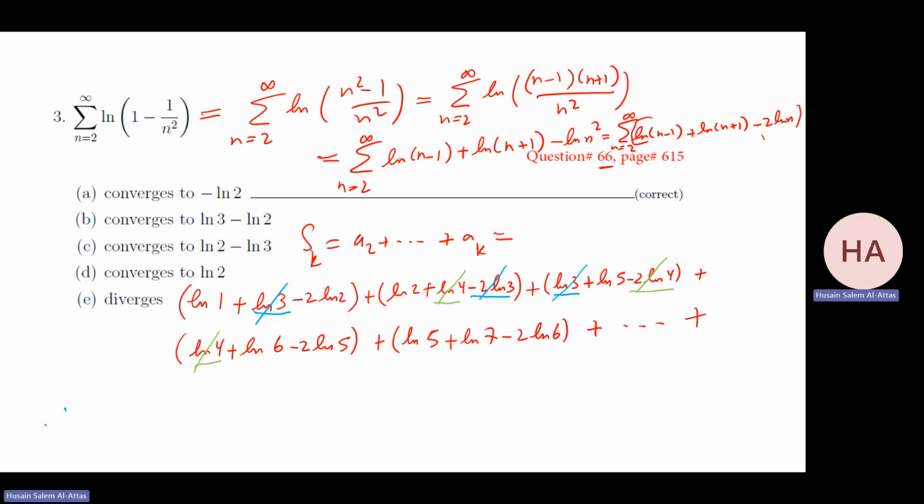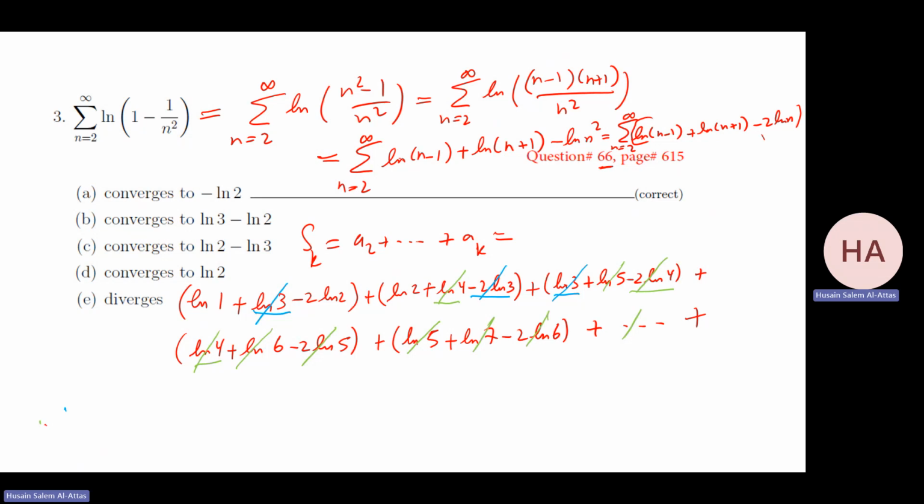And the same thing with ln 5: this cancels this and cancels this. And the same thing with ln 6, it will be cancelled somewhere here. And then 7 will be cancelled. So everything will be cancelled. Let me do the 3 terms at the end.